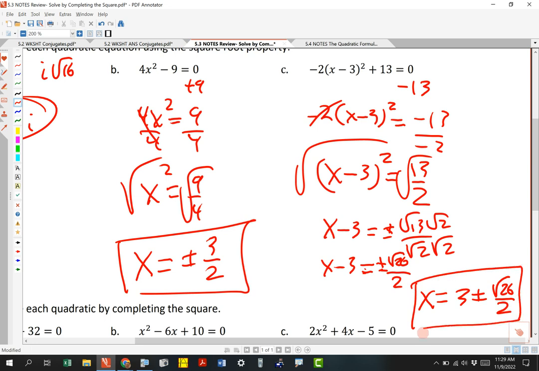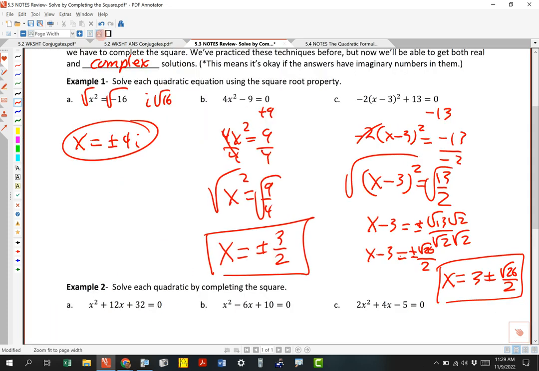And you can usually just leave your answer like that. If we wanted to break it into 2 pieces, we could. We could do a 3 plus radical 26 over 2 and a 3 minus radical 26 over 2. A lot of times we'll just leave it that way. If we needed to use this in a real world scenario, we'd probably get a decimal for it. Okay? Any questions there?